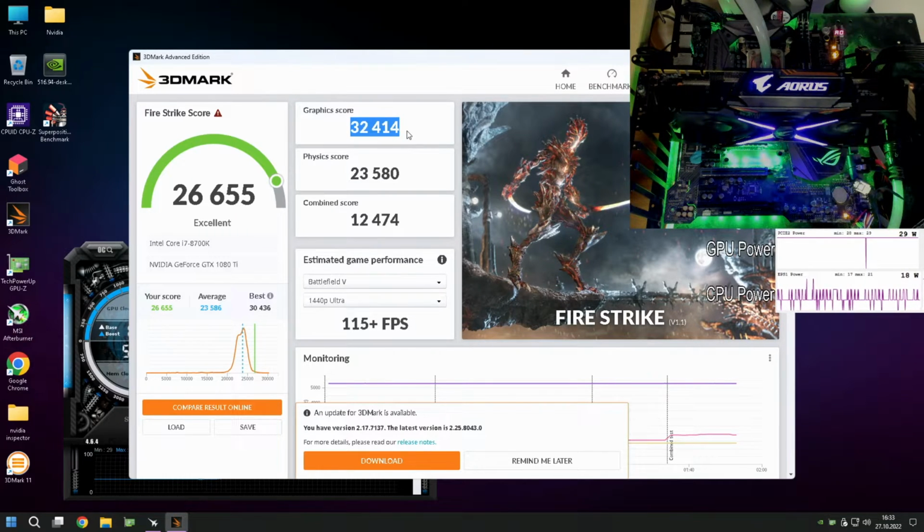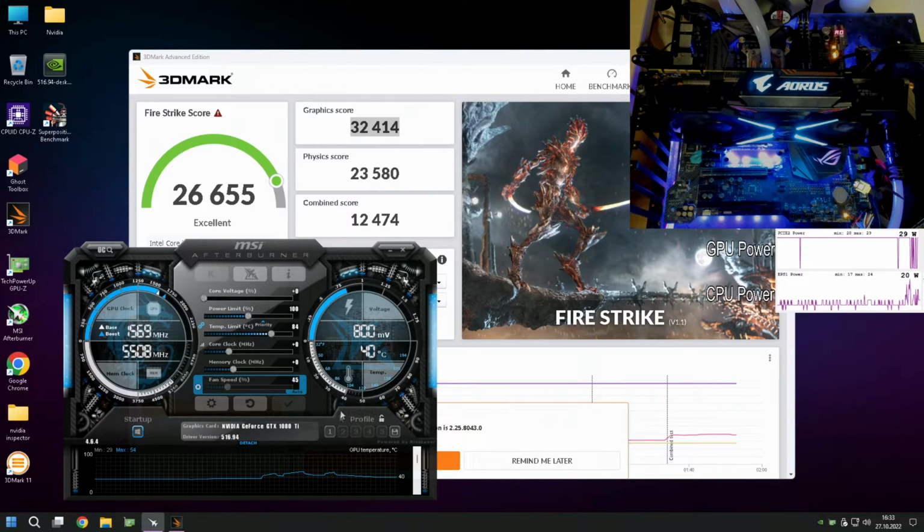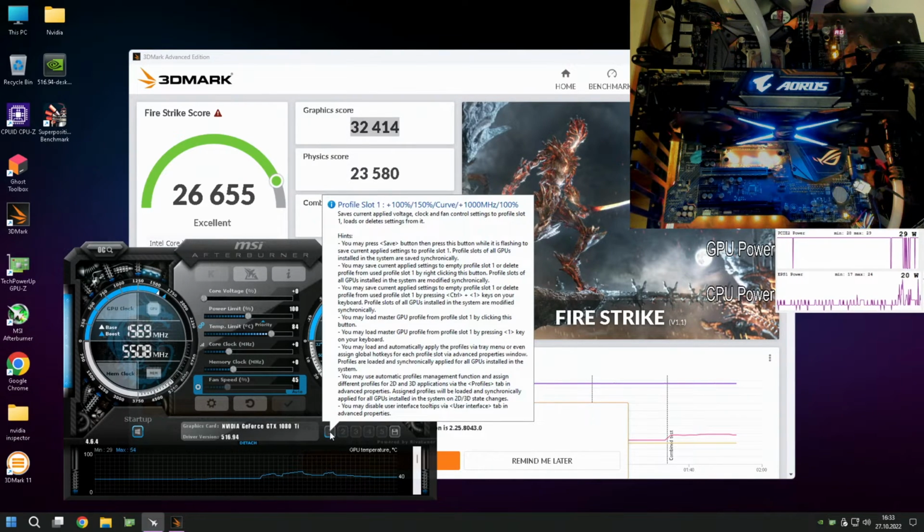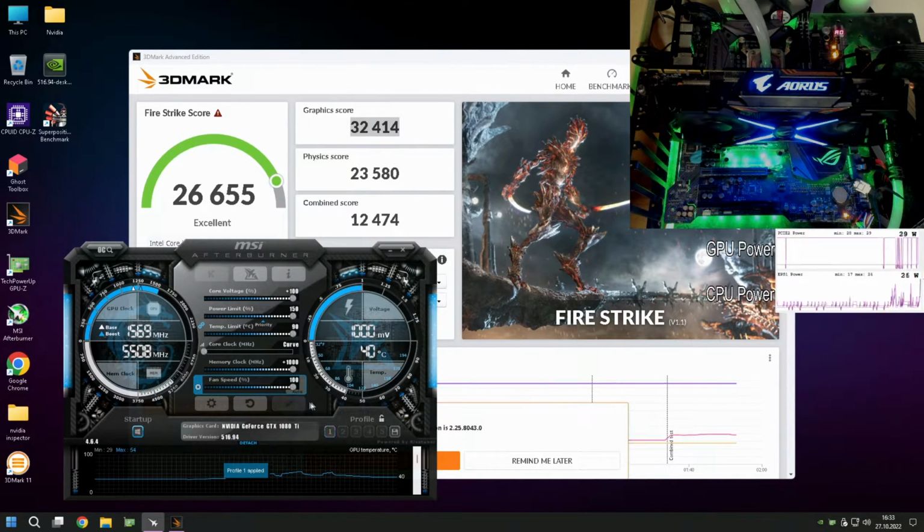So, considering this is only 250 euros, this is a lot of performance. This is performance that's probably going to be just fine for the next couple years. And 250 euros is pretty cheap for a card that's going to be able to hold for that long. But anyway, it is time to load the overclocking settings.